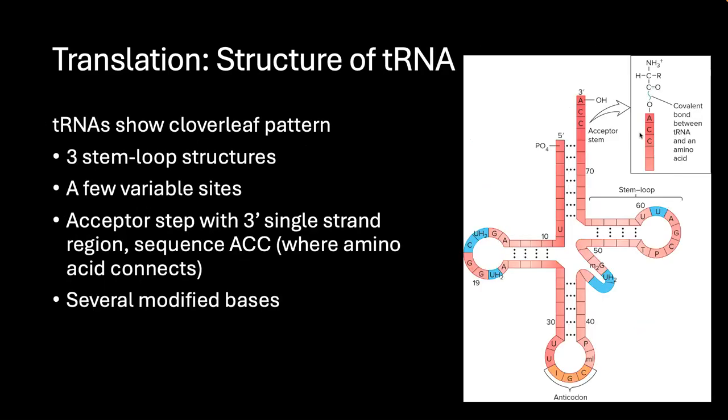If we zoom in on the structure of tRNAs a bit more, we see they have a distinctive cloverleaf pattern containing three stem loops, some variable sites, and a 3' end where the sequence ACC has been ligated on, which will serve as our acceptor site for the amino acid. And along with all of this, our tRNA contains several modified bases.